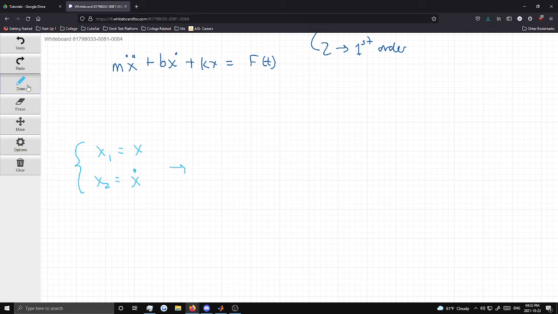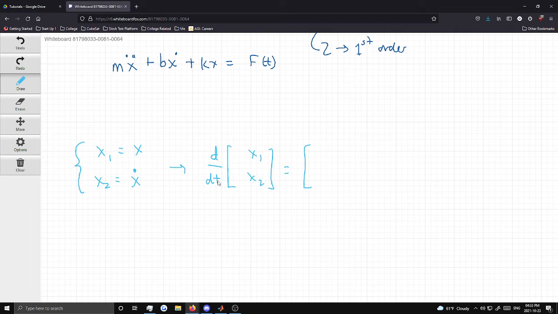Well, let's write down the equation. Let's expand on this a little bit. Let's take the derivative of x1 and x2, and let's try to write it so that we only have x1 and x2. Note, this is a first order differential equation if we only have first derivatives here and no derivatives here.